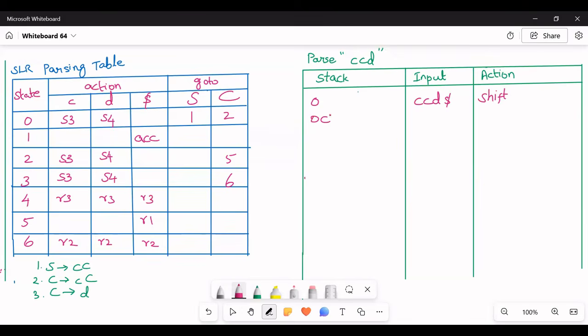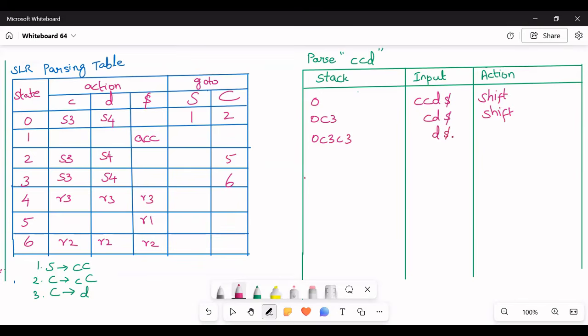Actually shift 3 means we have to write 3 here. Then we have already shifted C, no? So the remaining input is CD dollar. Then 3C. 3C means shift 3. So shift C as well as 3, 0 C 3 C 3. Then remaining input D dollar.